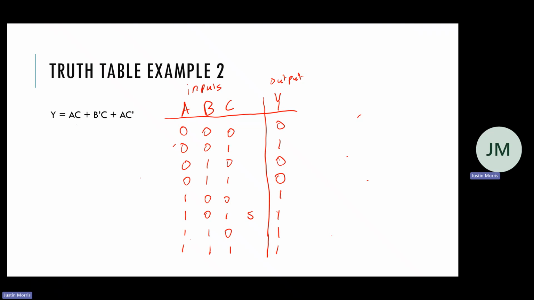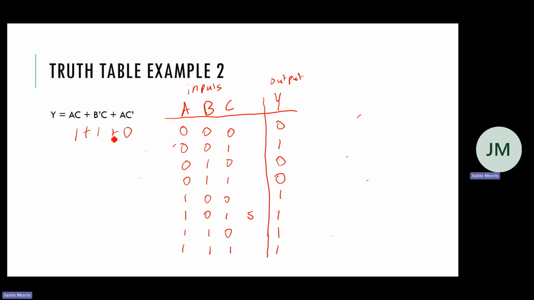So AC, we know that's 1 and 1, and then B not C. So B not is 0, so it becomes 1, and C is 1. So 1 and 1 is 1, and then A C not. So A is 1, but C is 1, so it becomes a 0. So 1 and 0 is 0.